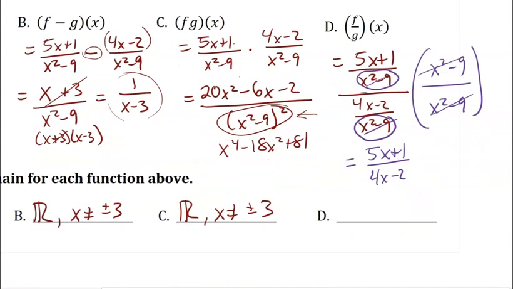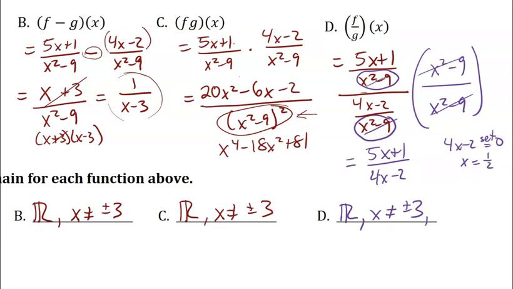Okay? Now, for our domain, we still cannot have positive or negative 3, even though there's no x squared minus 9 left in the resulting function. There is in the originals, okay? So still can't have plus or minus 3, but also we have a new value that we can't have. If 4x minus 2, if I set that equal to 0, I get x equals, so move the 2 over, or add the 2, divide by 4, we get 1/2. If x is equal to 1/2, that gives me a 0 in my new denominator, so I also cannot have, so x does not equal 1/2. And there's our resulting domain.